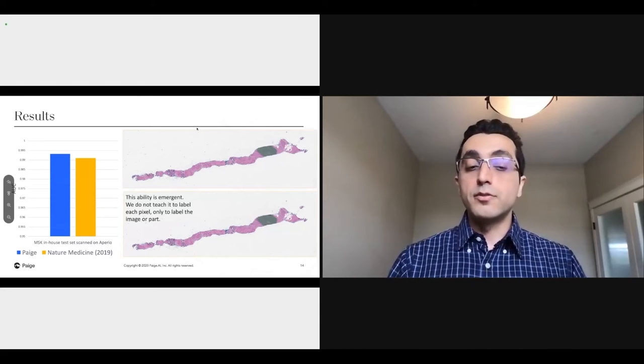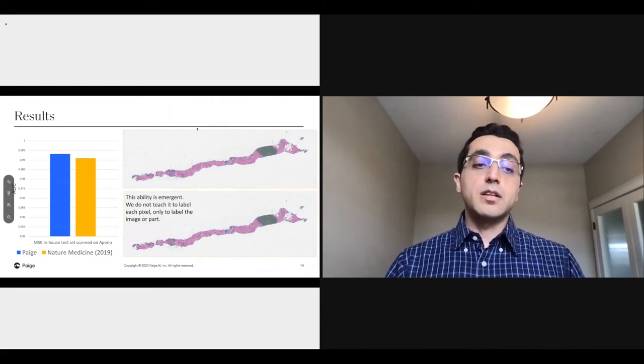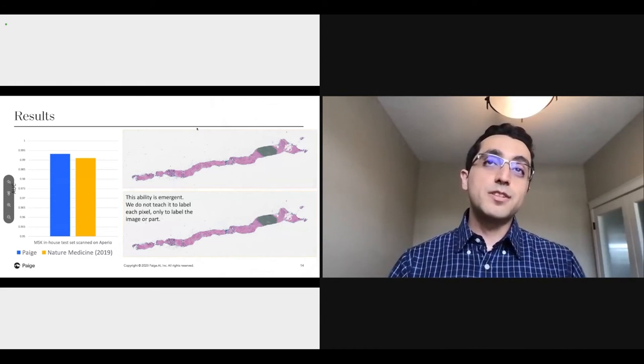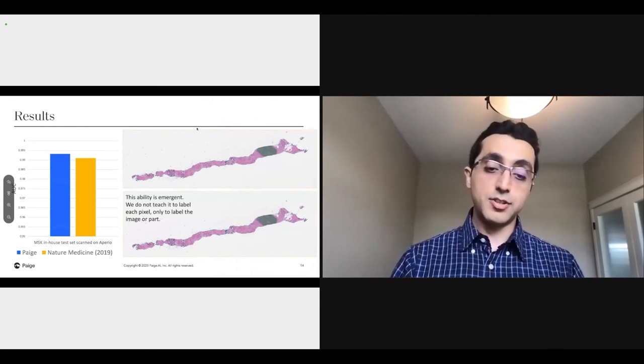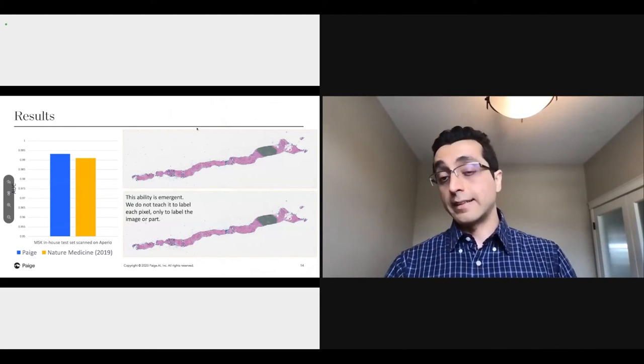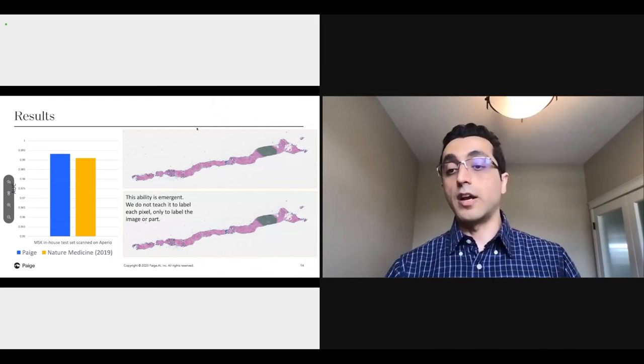And later we improved the model. We were able to get closer to 99.5% AUC for prostate detection. And what is more interesting, at least to me, is the figure on the right.